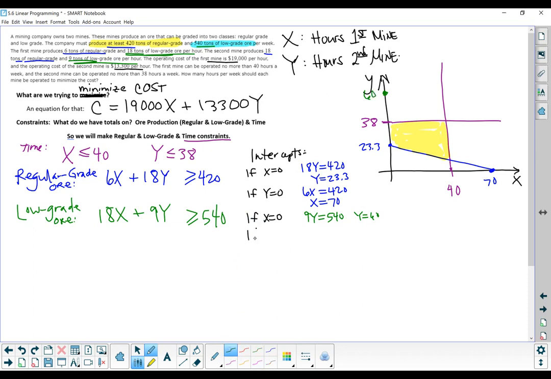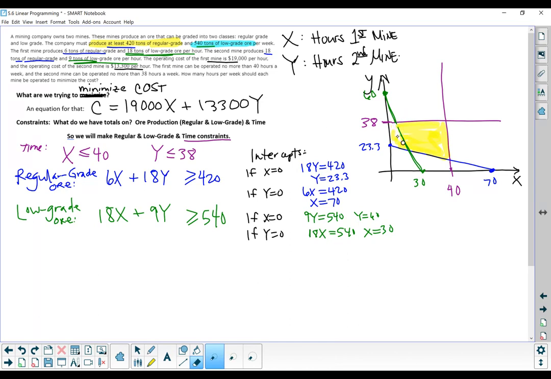And now we'll find our x-intercept. If y equals 0, we have the equation 18x equals 540. And so if we divide by 18, sometimes my tablet does not get my handwriting very well, that's that x is 30. So I'll connect those 2 points to get our low grade constraint. And so it has to produce more than that.